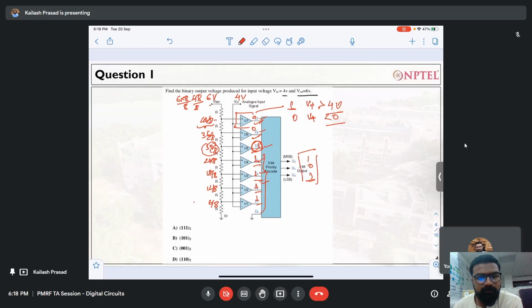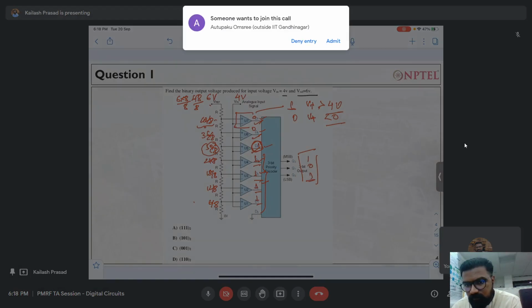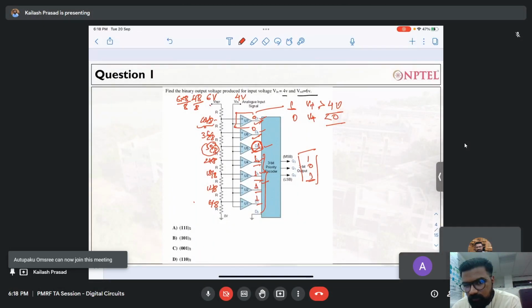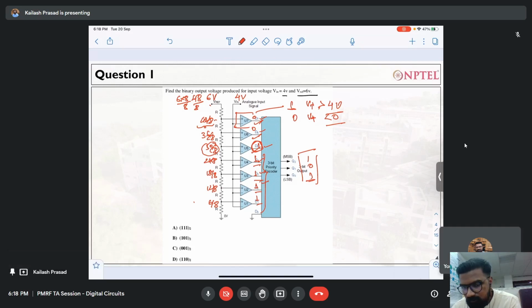Yes, sir. I didn't understand, sir. You didn't understand the priority encoder? Yes, sir. How will we get 101? Because the priority encoder will take the highest priority input that is 1. Then how is it taking the lowest bit also as 1? No, no. See, 5 is converted into binary 101.